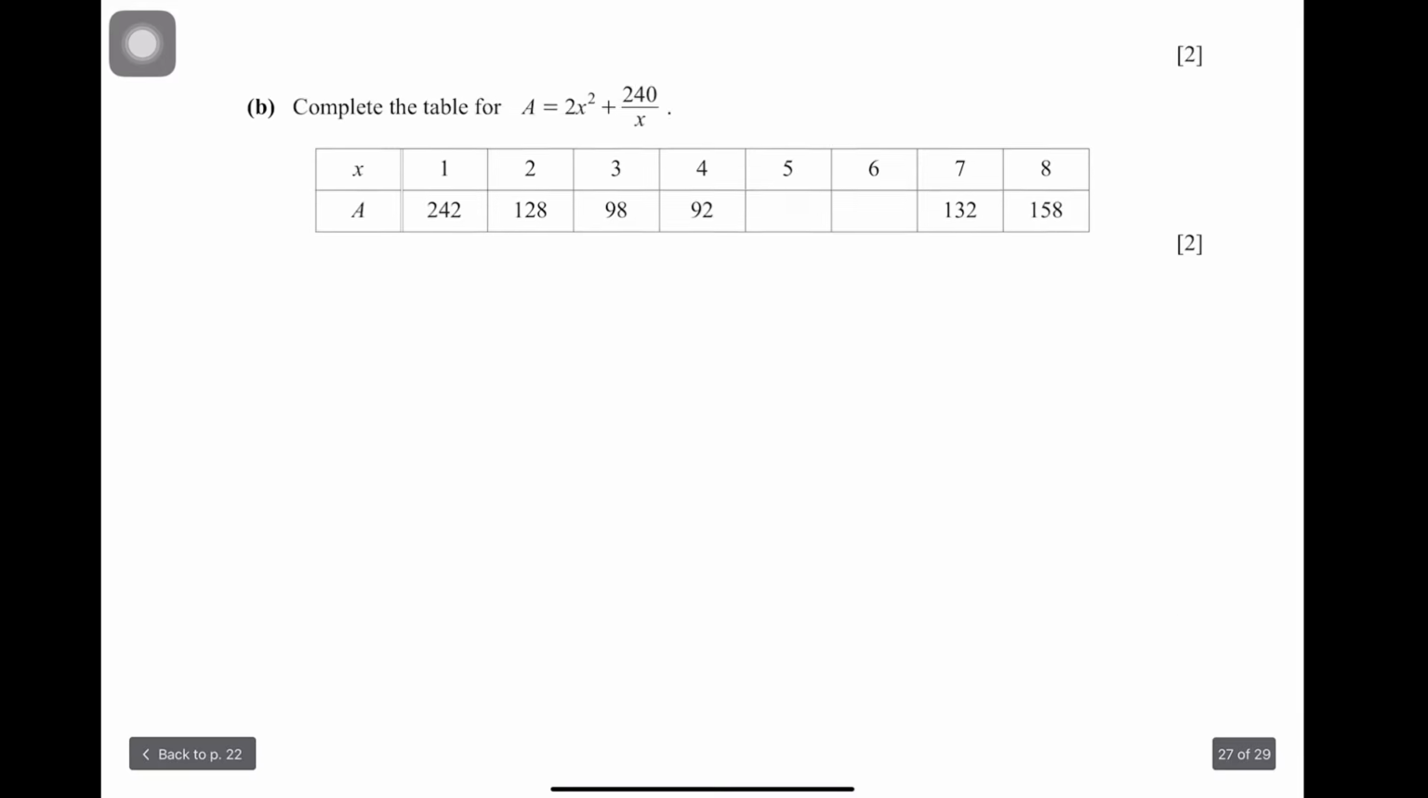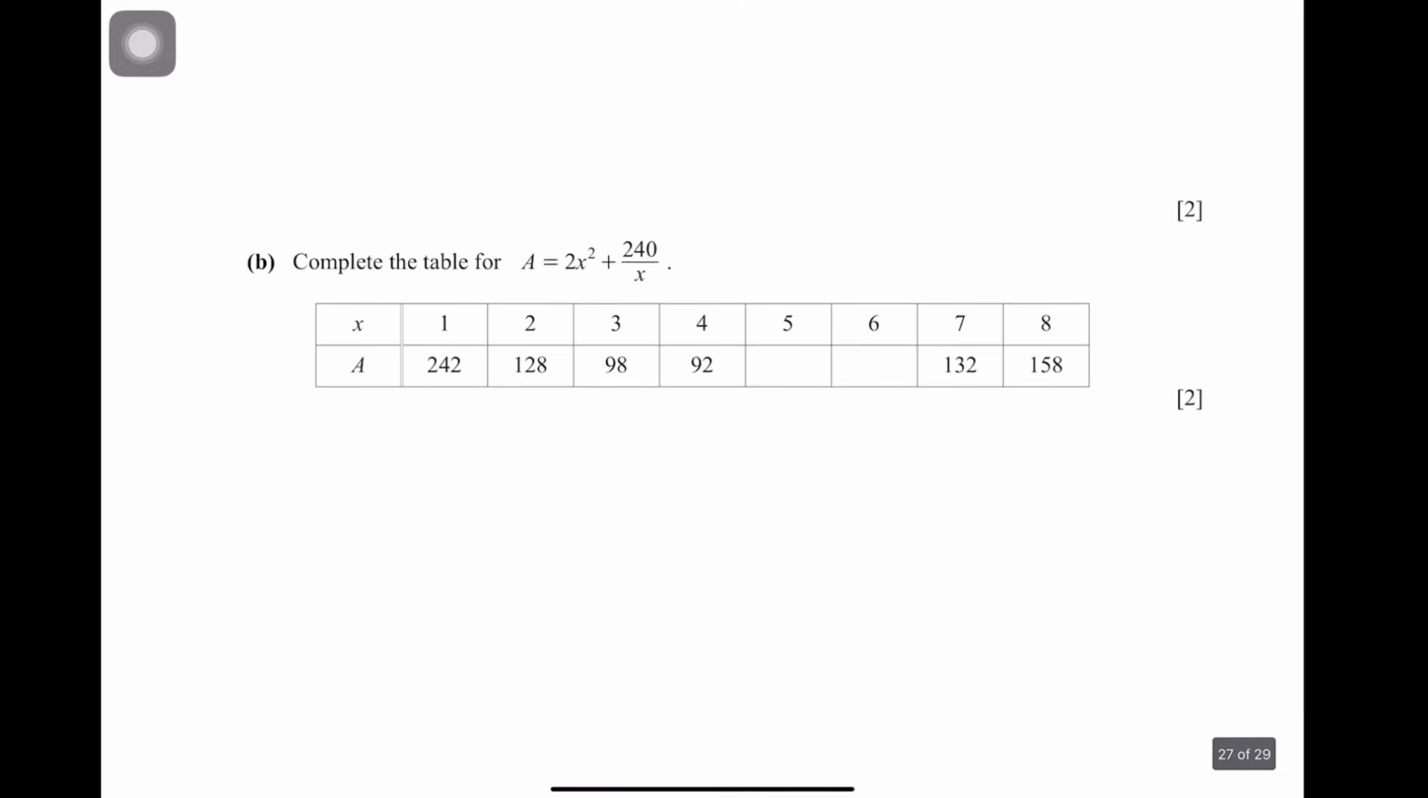Here it is. So this is from October November 2022. So this is as recent as it gets.